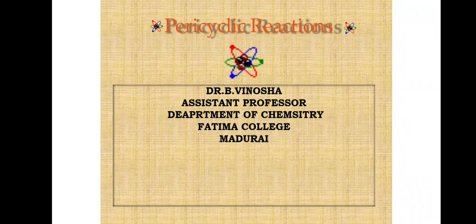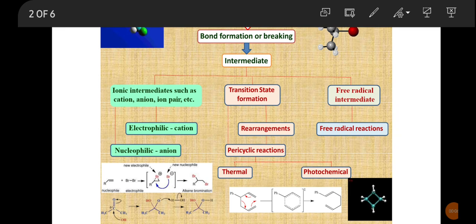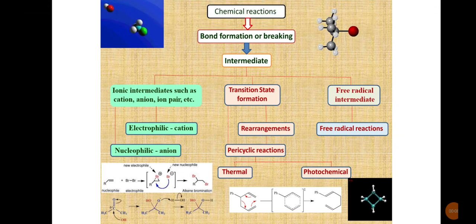Today we are going to learn the introduction about pericyclic reactions. Before going into the introduction about pericyclic reactions, let us learn the importance of chemical reactions. Chemical reactions involve either bond formation or bond breaking with the formation of an intermediate.